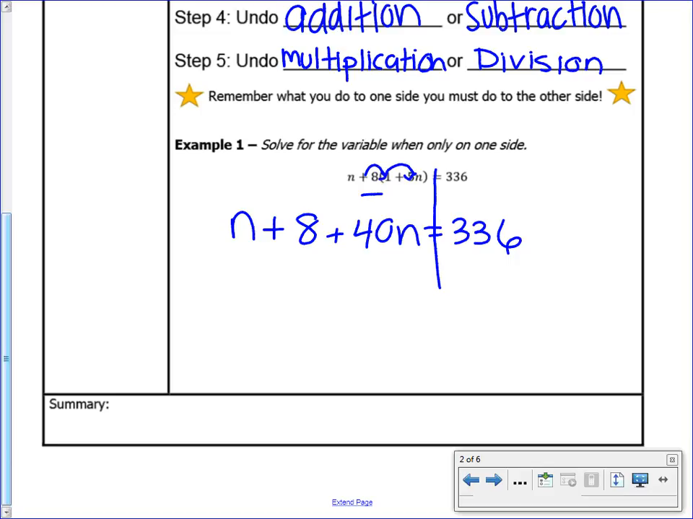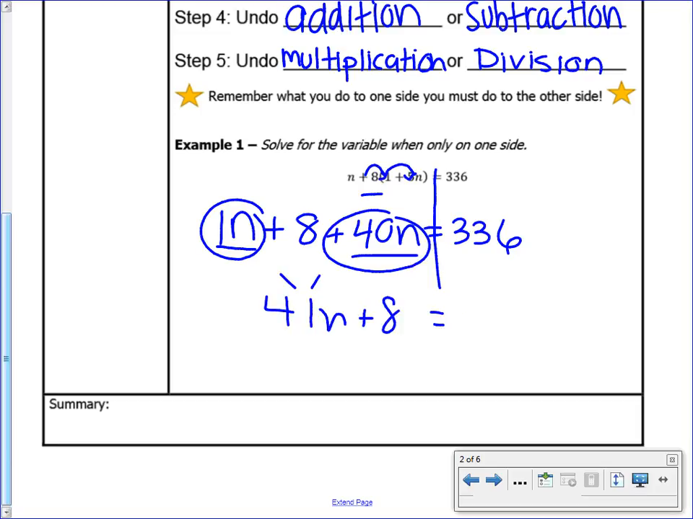Now we go to step 3, which is combine like terms. So when you combine like terms on the same side, you are just adding or subtracting them together depending on their signs. You're not moving things through the equal sign here. So we are going to combine the n and the 40n. Remember, this has a coefficient of 1 in front of it. So 1n plus 40n gives me 41n plus 8 equals 336.